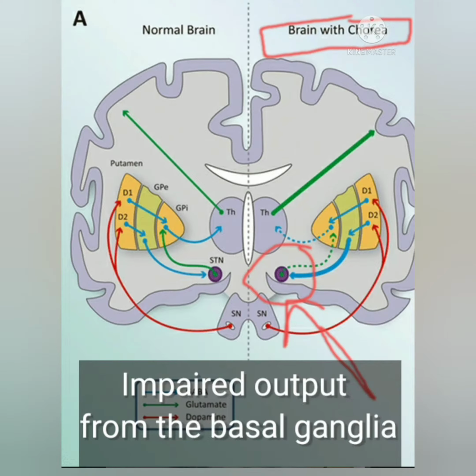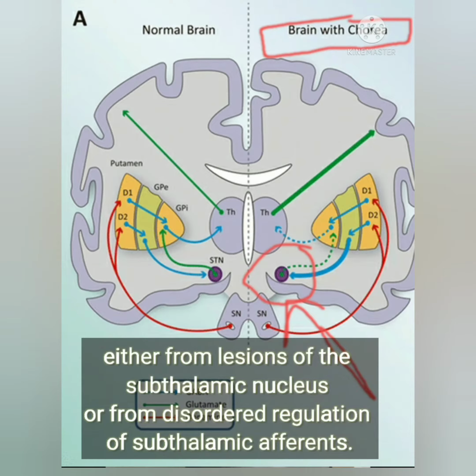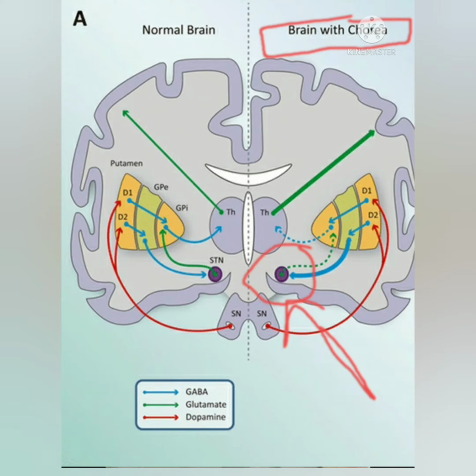As you can see from the arrow I have marked here, this is the lesion in the subthalamic nucleus. Either from lesions of the subthalamic nucleus or from disordered regulation of subthalamic afferents, the final output to the brain is impaired. So this causes involuntary jerky movements.